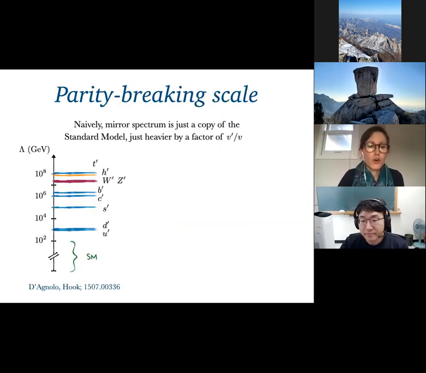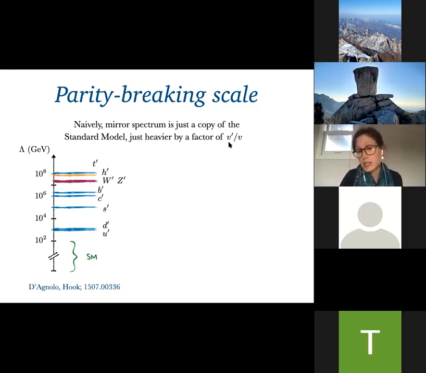Okay. So obviously the first question that we want to answer is how low the parity breaking scale can be, so as to make that irreducible amount of fine tuning in this model as mild as possible. So we said earlier that parity enforces the Yukawa couplings and the gauge couplings in the two sectors to be identical. So naively, this predicts that the spectrum of new particles is just a copy of the standard model, but just heavier by a factor of v' over v, okay? And in this case, the lightest mirror particles could be the partners of the up and down quarks.